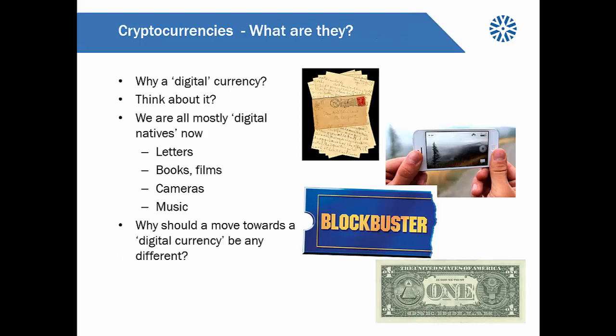So, for those of you who are completely new to both trading and cryptocurrencies, what are they? What is a cryptocurrency? Well, I want you to think of it as a digital currency. Why is that important? Why has it found its time and place? If you think about it, ladies and gentlemen, we're pretty much all digital natives now. Our letters have gone to email. Our books and our films, we now download them. Our cameras are now on our phone. And our music, we've moved towards downloading it. Everything has gone digital, so why should a move towards a digital currency be any different? We now have the infrastructure to be able to make that happen.